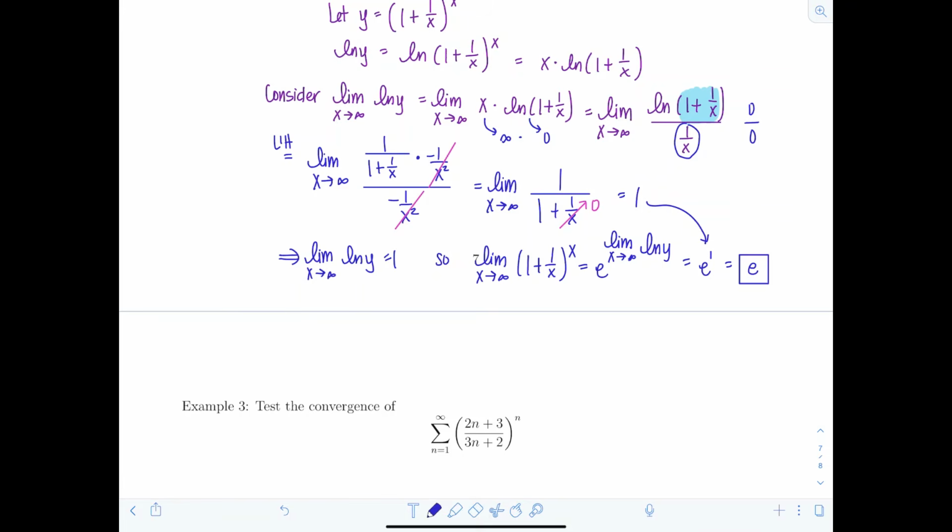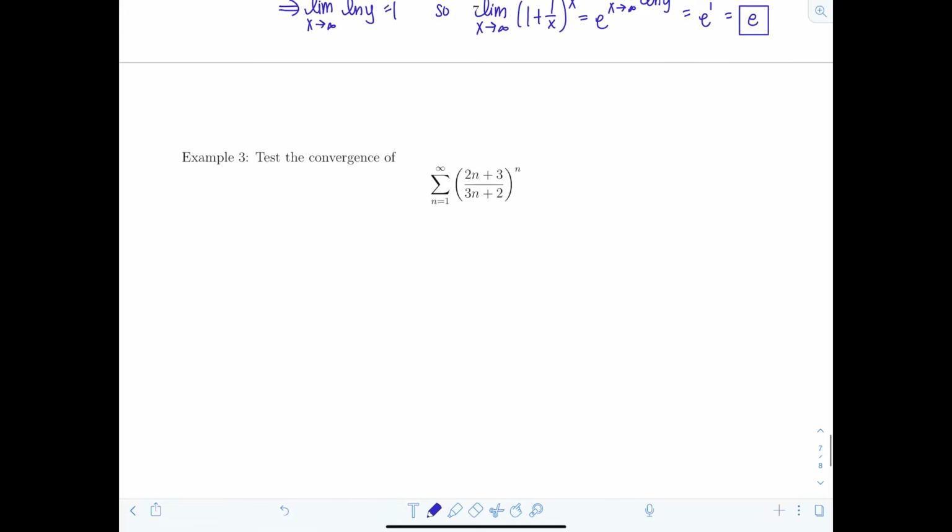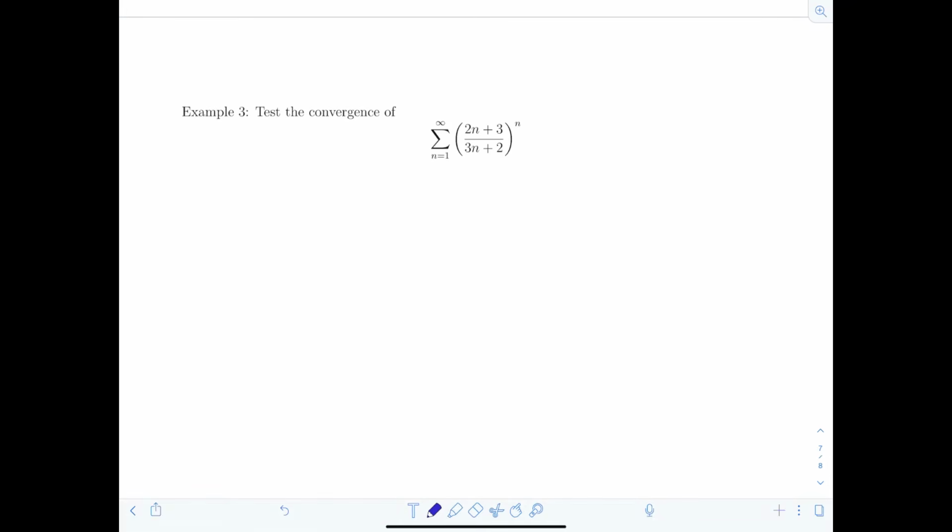Last example, test the convergence of the following series. We have the sum n equals 1 to infinity of (2n plus 3 over 3n plus 2) to the n. So I have the limit as n approaches infinity of the nth root of the absolute value of a_n. Well, a_n doesn't have any negative terms, so I'm not going to write the absolute value. So we just have (2n plus 3 over 3n plus 2) raised to the n.